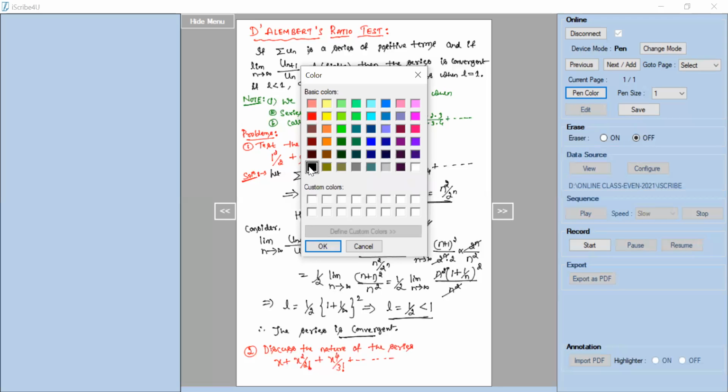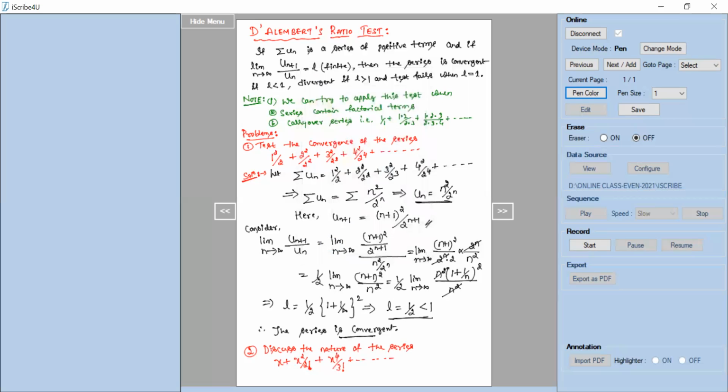If you observe this example, this is a series having factorial terms, 2 factorial, 3 factorial and all. As per our note, if the series contains factorial terms, it is a 100% problem related to D'Alembert's ratio test. So let us apply D'Alembert's ratio test and we will see how to solve this problem, how to check the convergence or divergence nature of this. Just go to the next page.